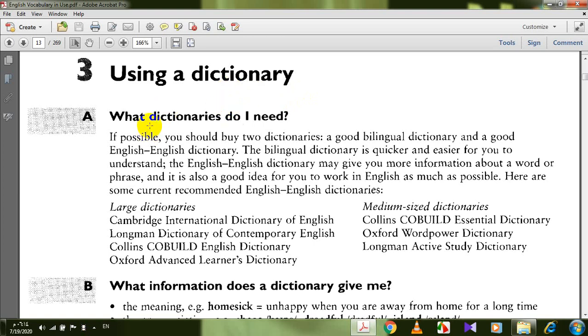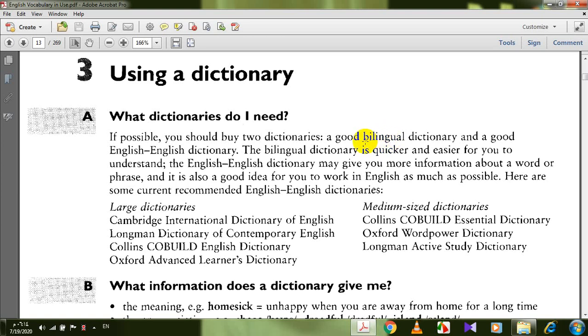Okay, so what dictionaries do I need? If possible, you should buy 2 dictionaries, a good bilingual dictionary and a good English dictionary. This is important. So here I have to say something. A bilingual dictionary is a dictionary that has two languages. It encompasses 2 languages because it says bilingual.